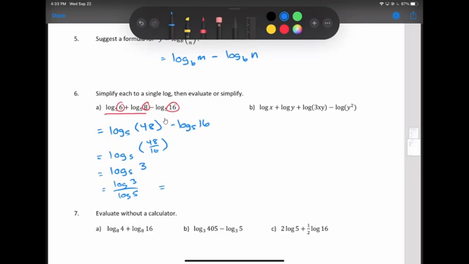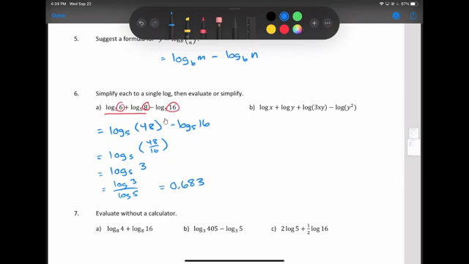And I'm running out of room, unfortunately, so I just got to work over to the side there. Log of 3 divided by log of 5 equals 0.683. At least round it off a little bit.